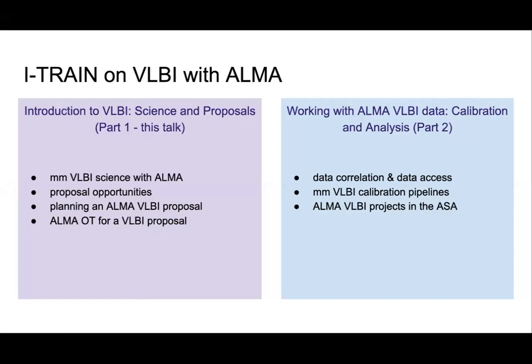So the second part, which we will do probably in a few months, is we'll start from the point where your proposal has been approved and the data has been observed. And we will discuss how the data is correlated, when you get access to your data, how can you calibrate it, and what parts of your data will end up in the ALMA Science Archive.